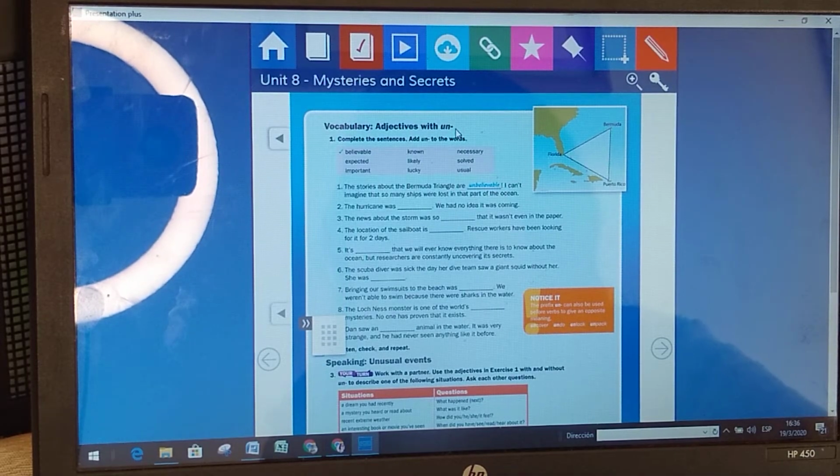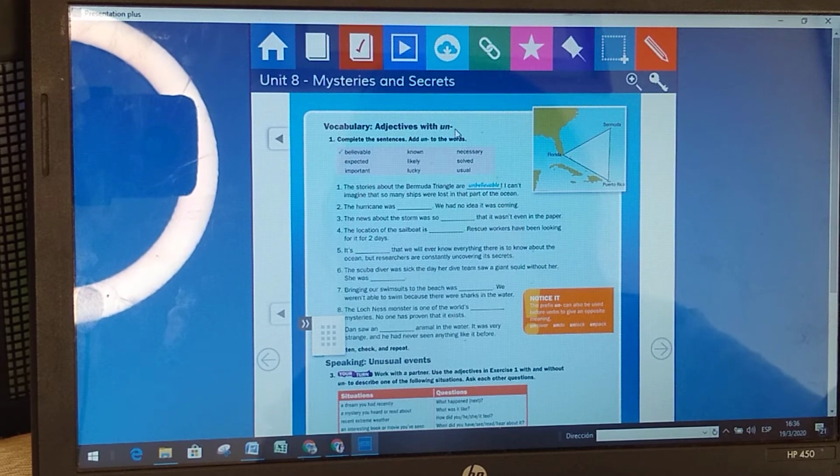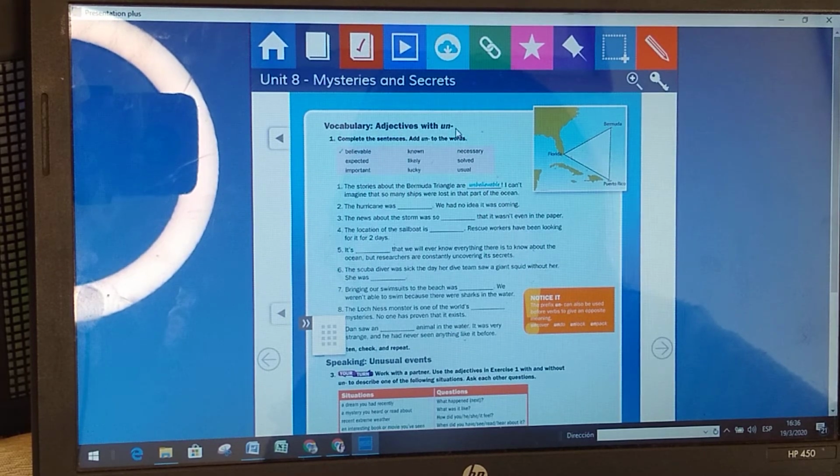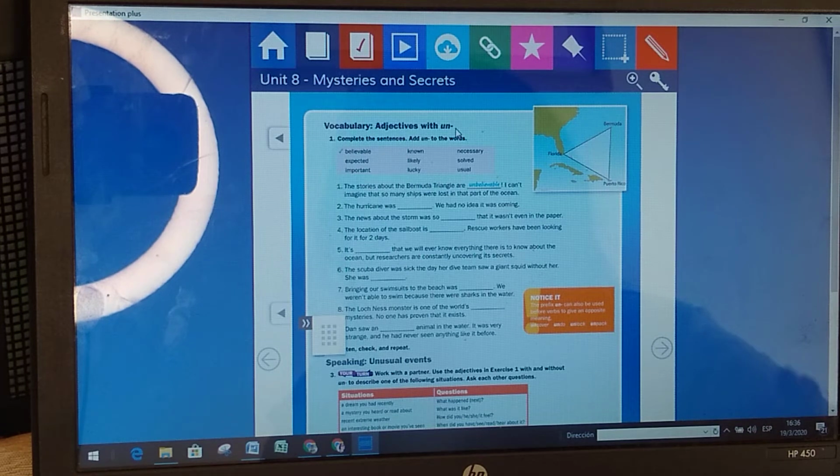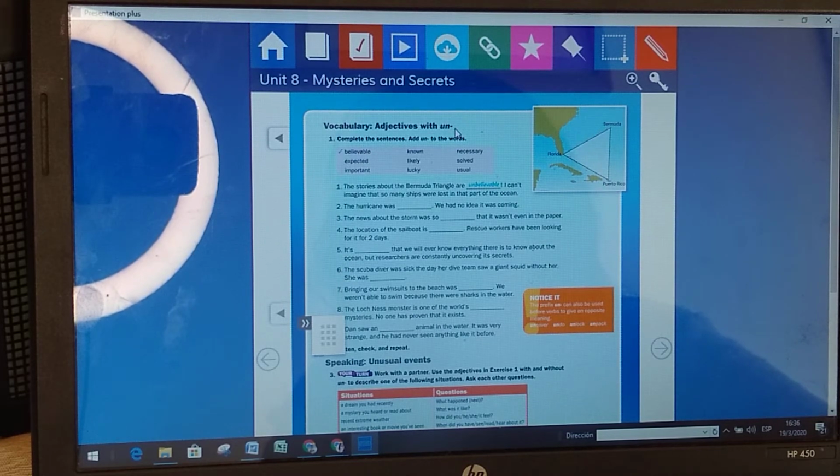That's why I'm going to ask you to go to page 75. Please take a look at the words and put un at the beginning of each. For example, unbelievable, unexpected. What does adding un to each word do to the meaning? The answer is that it gives the adjectives an opposite meaning. So you say expected, the opposite is unexpected.